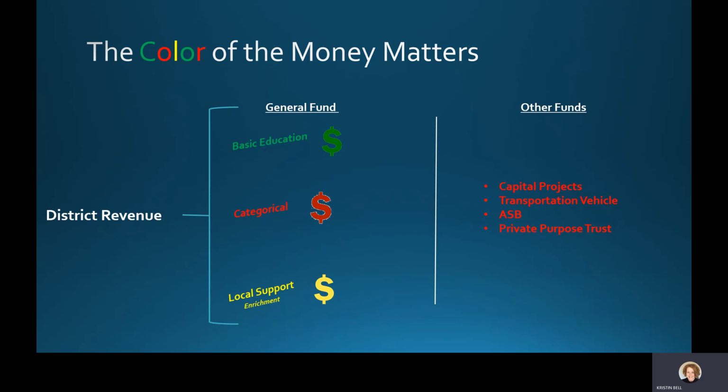And then over on the other fund side there, the capital projects, transportation, vehicle, ASB, and private purpose, definitely those are red. They have very specific rules and guidelines around how those dollars should be spent once they're into those funds.